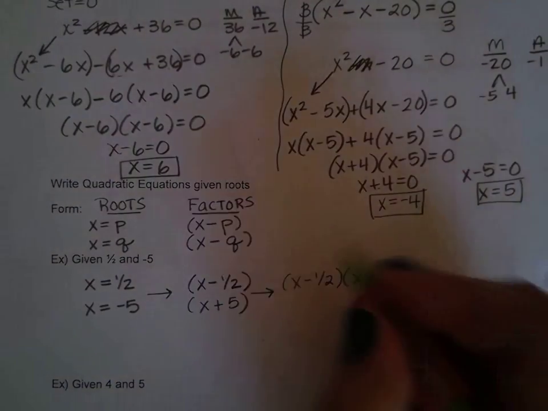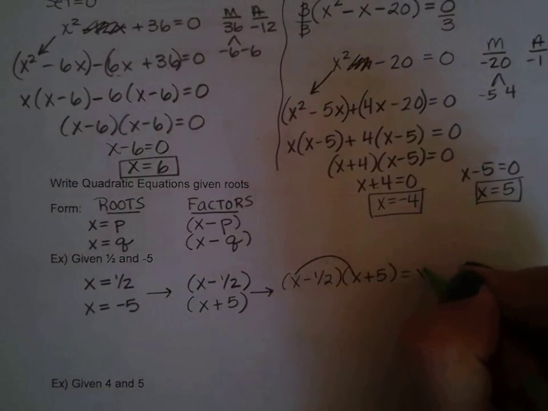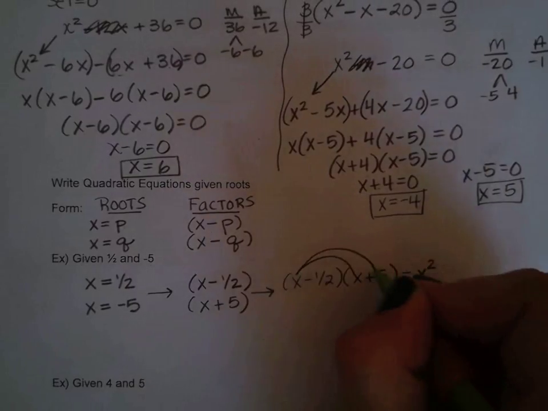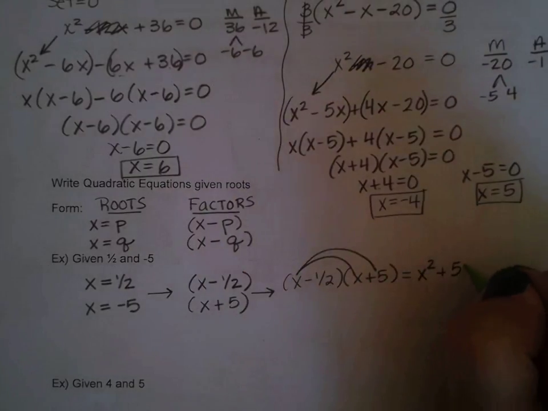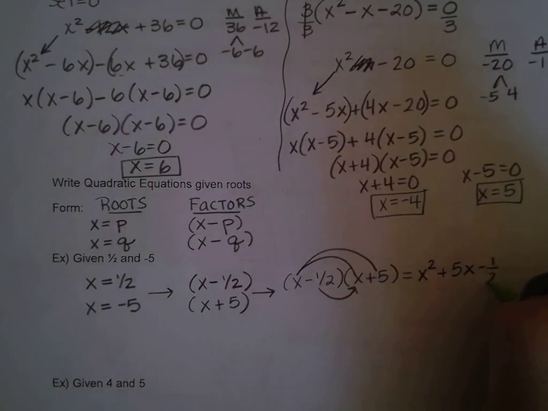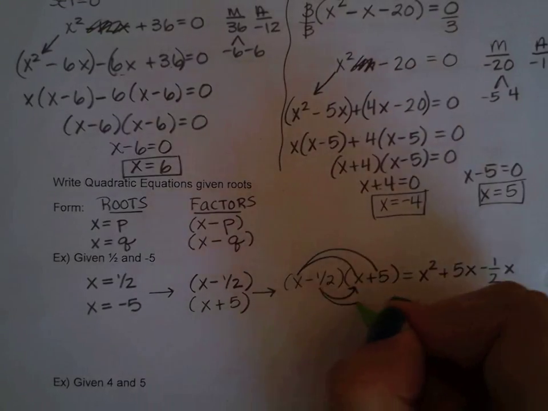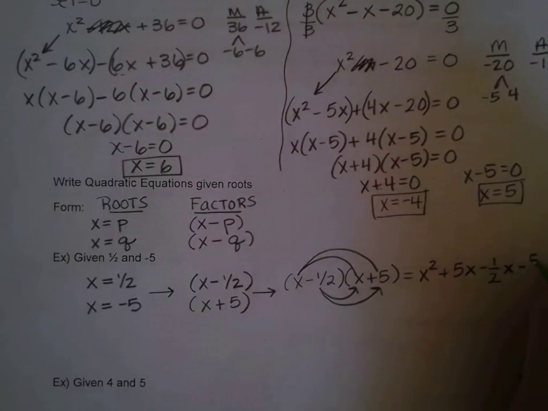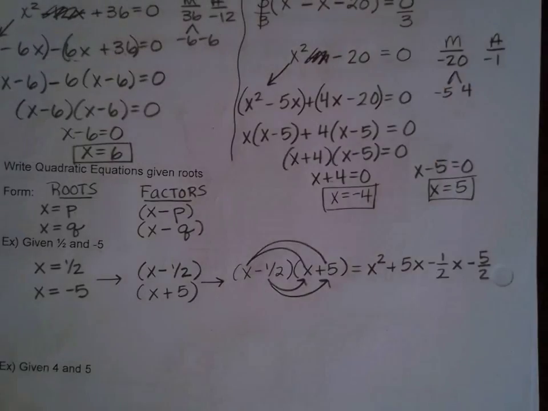Now we're going to go from here to here, and we're going to multiply. So you FOIL it. X times x is x squared. X times 5 is 5x. Negative 1/2 times x is negative 1/2 x. Negative 1/2 times 5 is negative 5/2. Okay, we're almost done. But we can't have fractions.